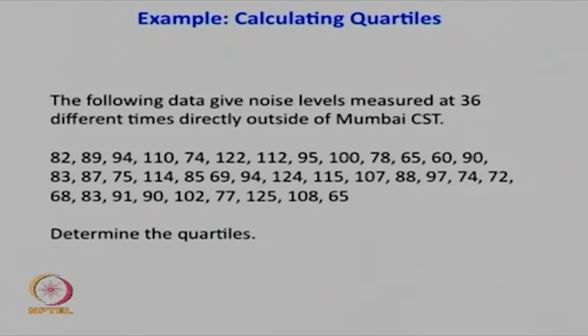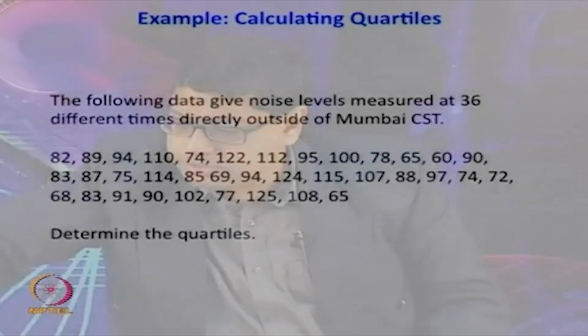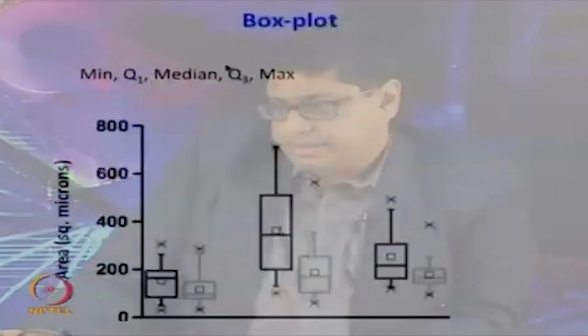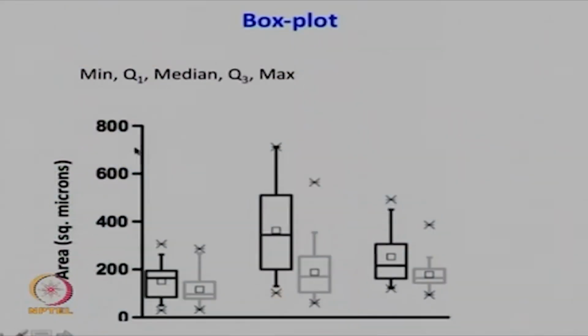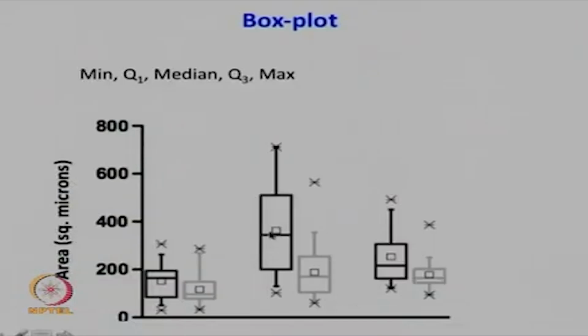So, once you calculate the quartiles, one way of representing data that is widely used is called a box plot. This is how a box plot looks. You have this entire range, within which this value is your median. The square value is your average, and this is your median.